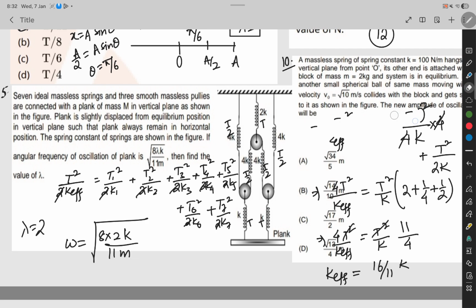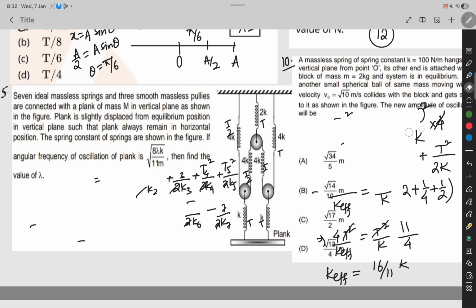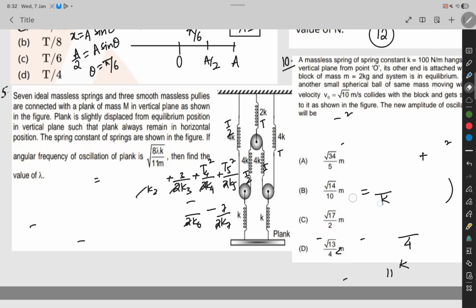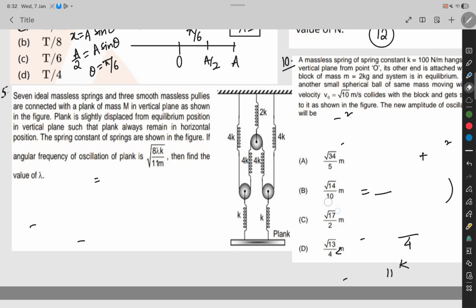Now I will be solving question number 6, question number 10 as well. Let's solve question number 10. Just a minute, I will just erase this one.